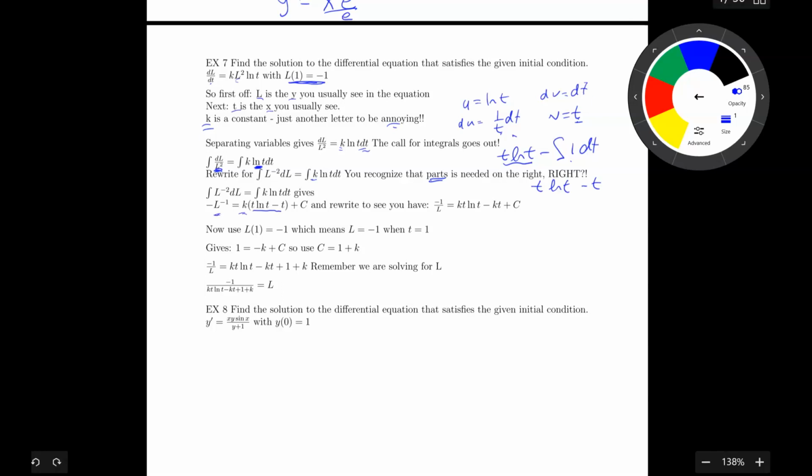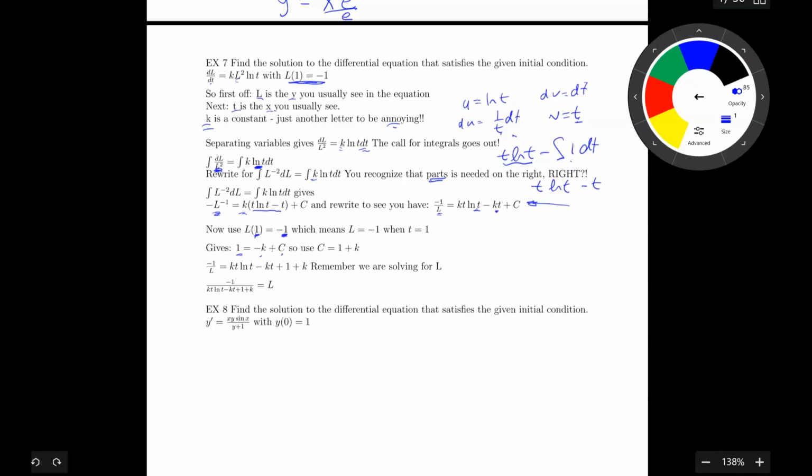Okay, so I'm going to rewrite this L to the negative 1 as negative 1 over L, like this. This is the easiest place to solve for C, so I'm going to do it. So put in t equals 1. That's what this means, right? Put t equals 1 in here. And then L is negative 1. So negative 1 and negative gives me a positive 1 here. t ln 1 I know is 0. Here I put t equals 1. I get a negative k plus C.